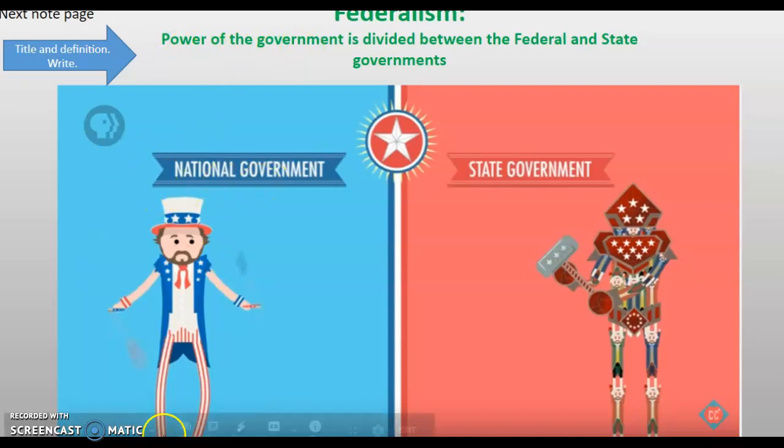Now, the national government takes care of all of the powers that are applicable to all 50 states, things that we do in regards to other countries and national security. The state governments have all the other powers left over. If you can see, this little state government guy is made up of all the different state representatives, and they take care of stuff that happens within a state that doesn't affect any of the others.